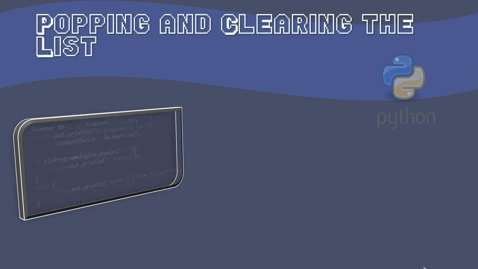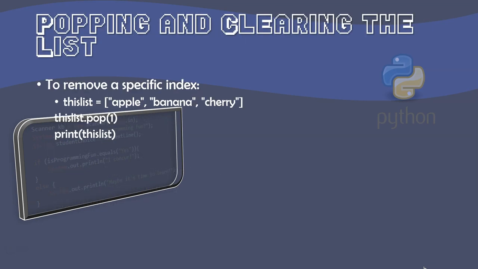What about if I want to pop or clear a list? Well, a pop refers to removing a specific index. So I know, for example, I want to take out whatever's at value 1 or value 2. Well, I can use the pop command here to go ahead and remove that out of that list. So in this case, apple, banana, cherry would become just apple and cherry.